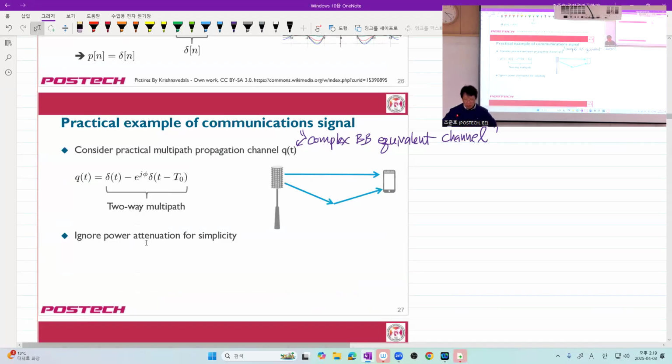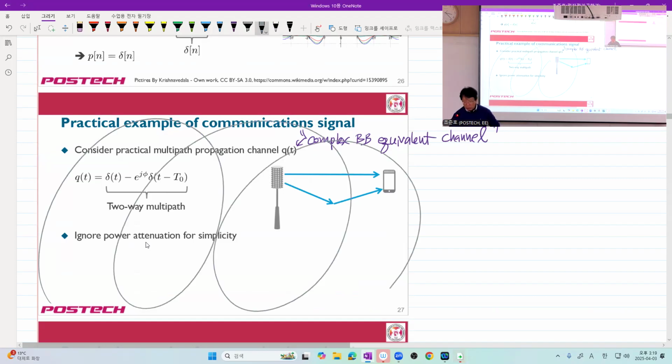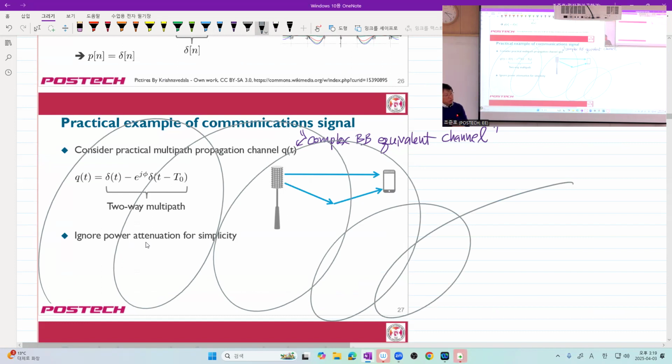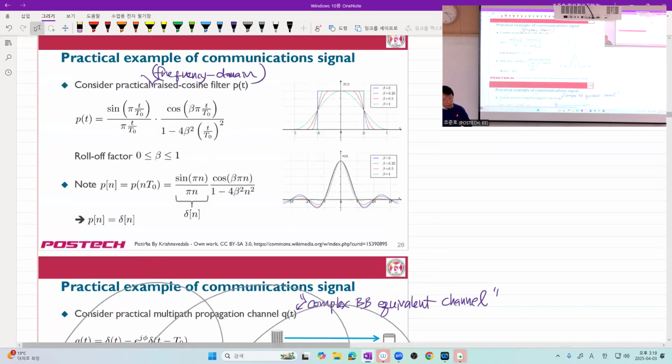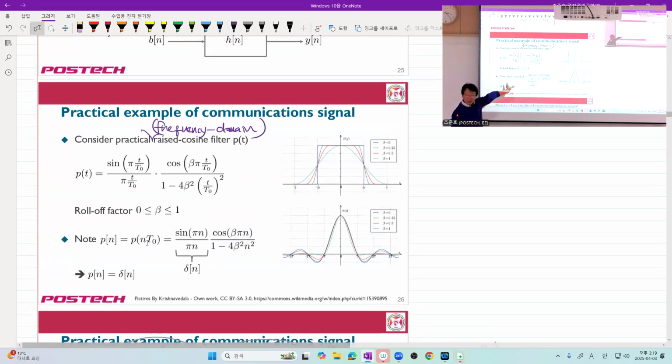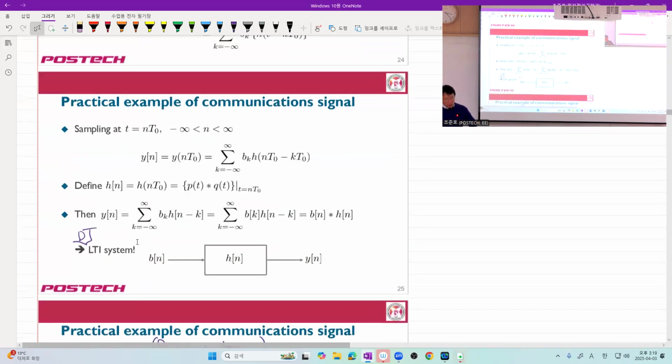But about this part, the practical example of communication signal, you may skip it. I will not ask you this one in this introduction to DSP course. It may be too much for you. But this part is related to what you've seen in one of the MATLAB homework problems. So please read that and find the differences. Okay, that's all for today.